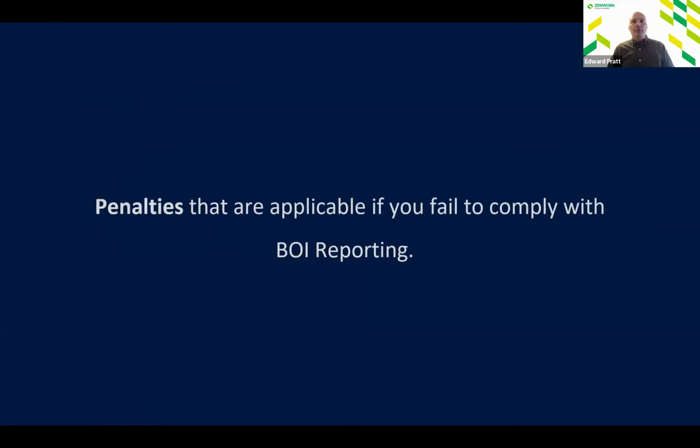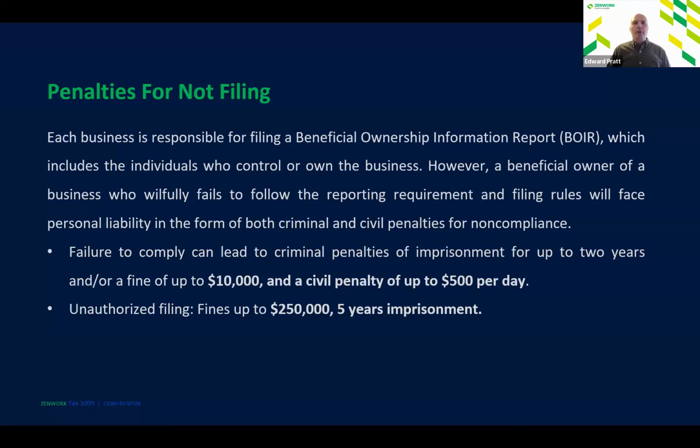So let's talk about the penalties if you don't do the reporting that you're supposed to do. If your reporting company is qualified and it is responsible for filing a beneficial owner information report, you have to do that within those timeframes. And you can see what the penalties are here for failing to comply or doing an unauthorized filing. They're pretty significant penalties: up to 2 years of prison, and or a fine of up to $10,000. And then the civil penalty of $500 per day. That's where I was talking about, I created a business in February of 2024.